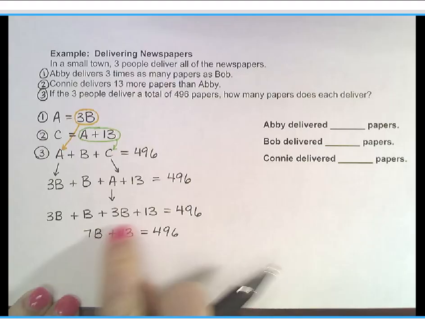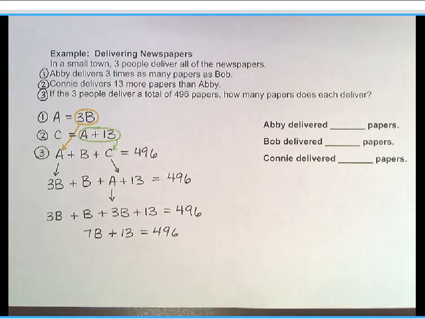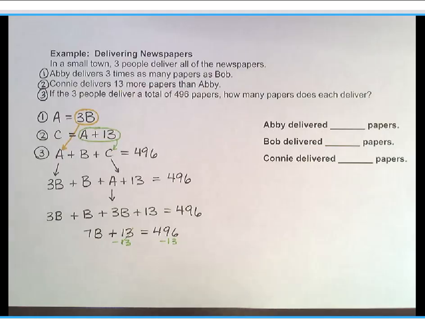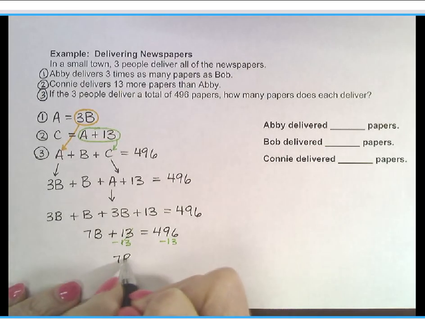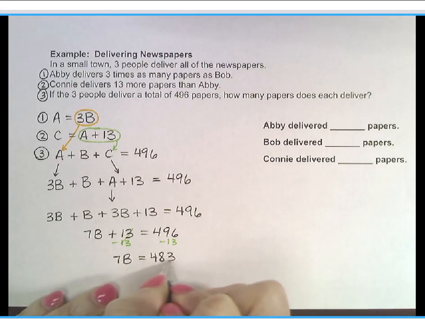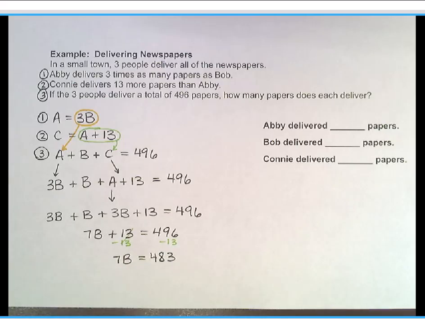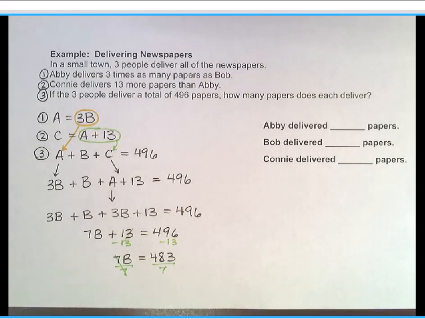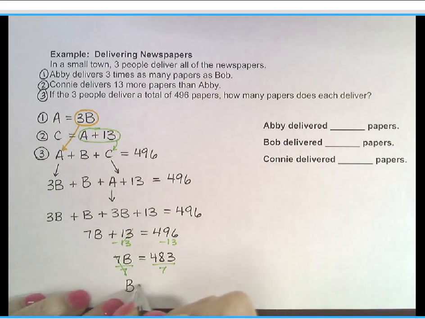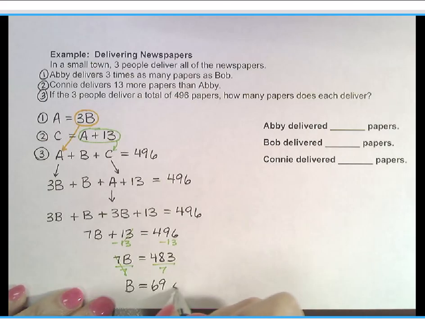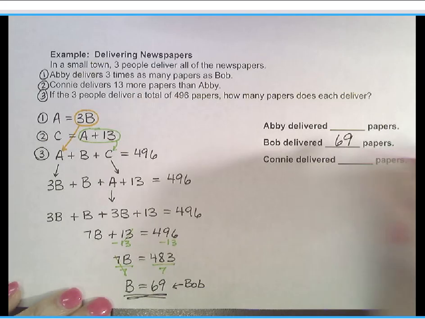And do you get rid of the 7 or the 13? You always want to handle addition and subtraction before you do any multiplication and division. So I'm going to subtract 13. That's going to give me 7b equals, what's that going to be, 483? And since 7 is multiplied by the b, the way I get rid of it is I do the inverse. So I divide. And I'm going to come up with b is 69. It actually divides evenly if you use a calculator. So this is Bob. Remember, that's what the B stands for. So Bob delivered 69 papers.